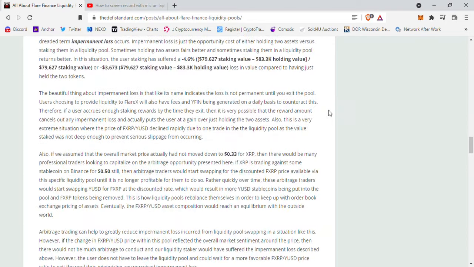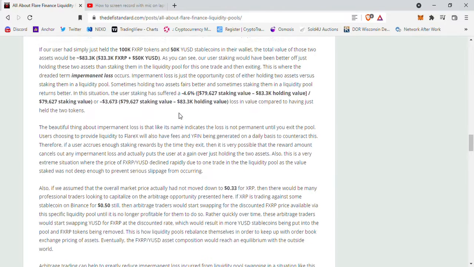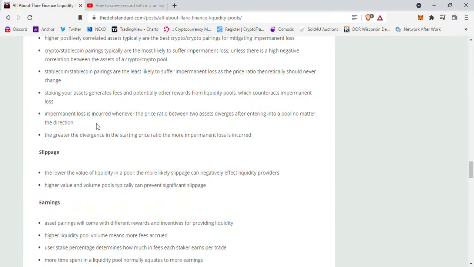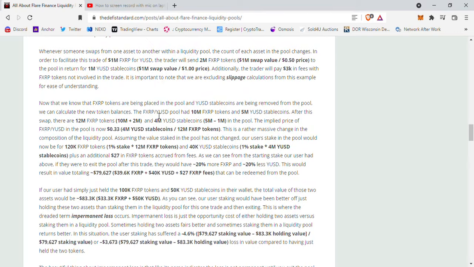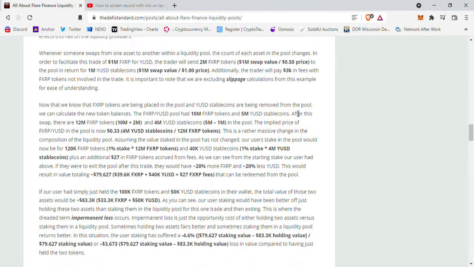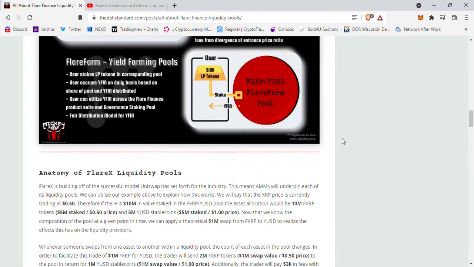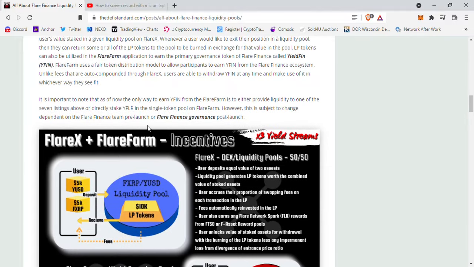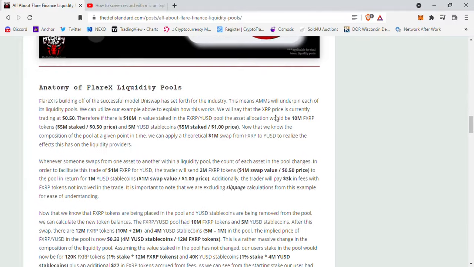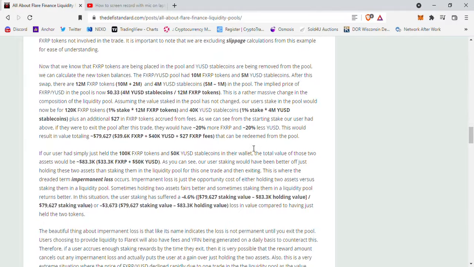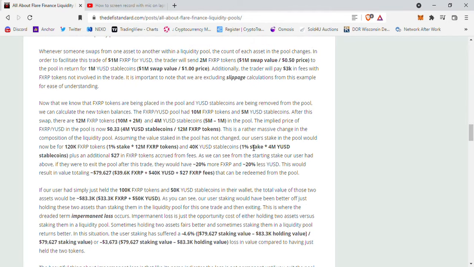Now, down here, they start to talk about impermanent loss right here. These are just bullet points, but up here they explain it very thoroughly. Impermanent loss is something you do want to be educated on if you're going to be messing around with liquidity pools and such, because you can lose a lot, and you don't want that.